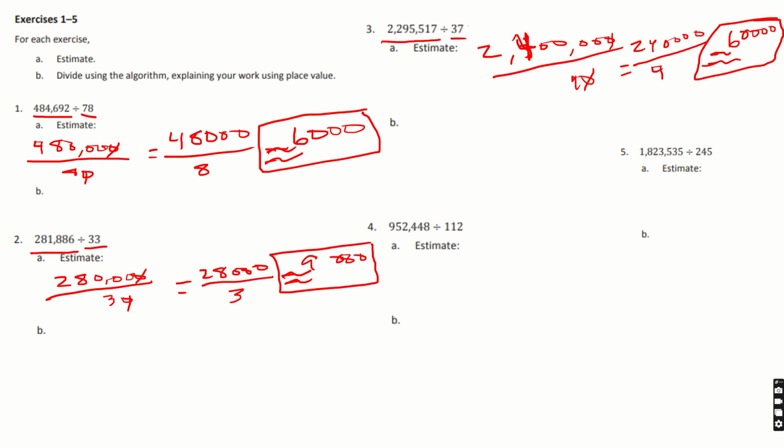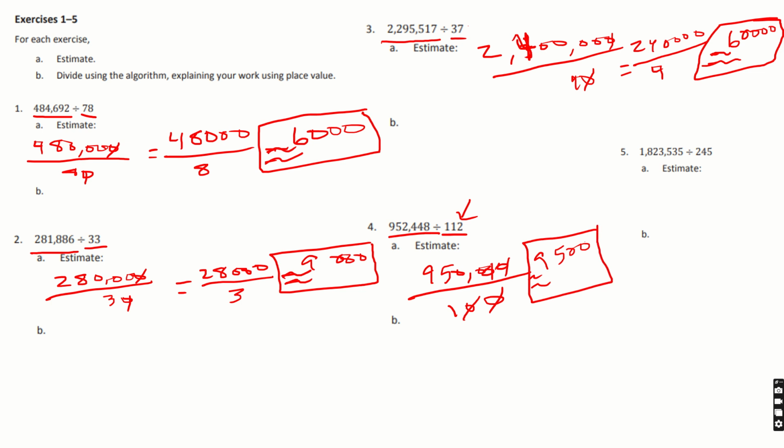Okay, number 4. I've got 952,448 divided by 112. I'm going to round each of these. I'm going to round 952,000 to 950,000. And for the moment, just to make the math exceptionally easy, I'm going to go ahead and round this to just 100. If I cross out the zeros here and here, I'm left with 9,500 over 1, so it should be around 9,500. Should be somewhere around that 9,500-ish mark.